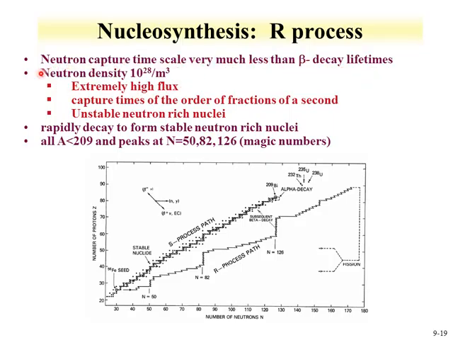This occurs when we have neutron densities on the order of 10 to the 28th per meter cubed. You can compare that to, let's say, how much water there is in a cubic meter of water. This is an extremely high neutron flux, and you get capture times that are in the order of fractions of seconds. And this can produce unstable, neutron-rich nuclei.